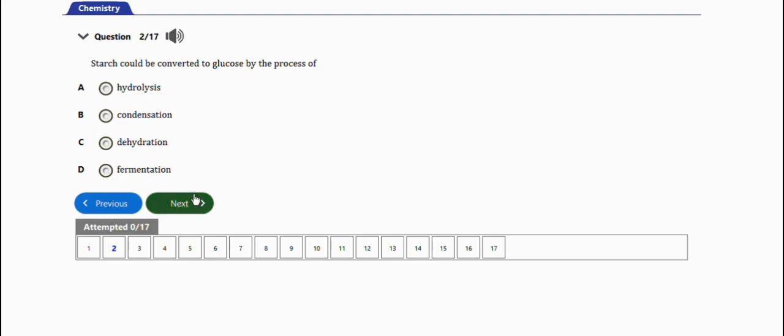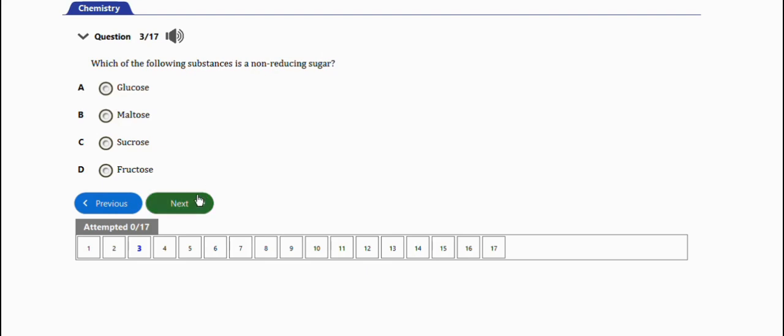The next question will be this one. It says which of the following substances is a non-reducing sugar? So we have glucose, we have maltose, we have sucrose, we have fructose. So the one that is a non-reducing sugar is our sucrose, option C. Okay, so that's it for this question.